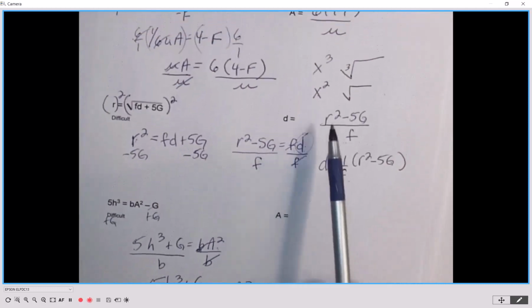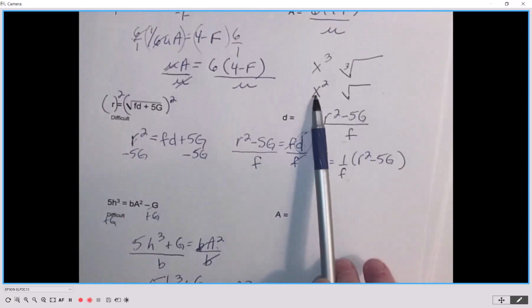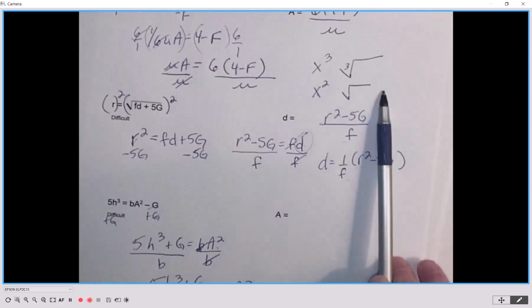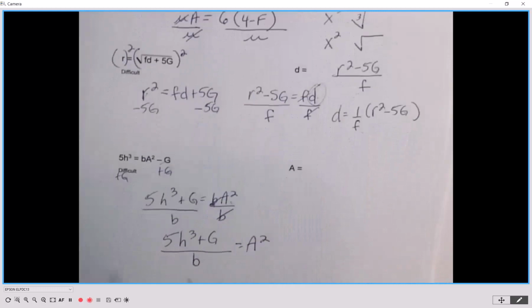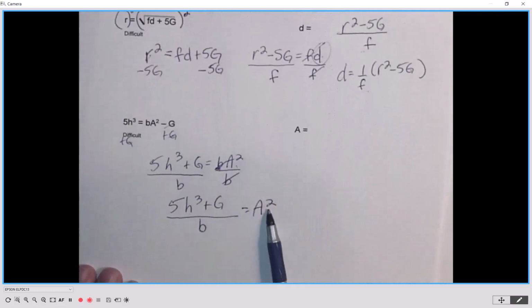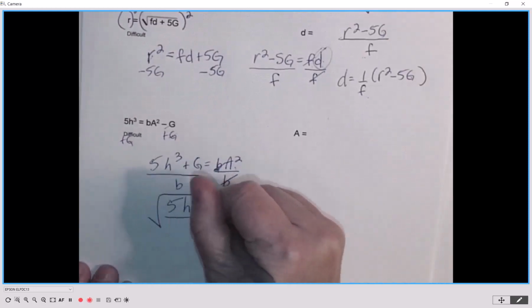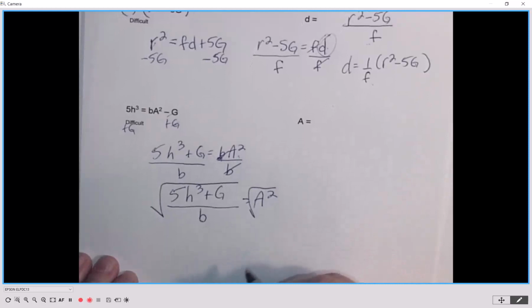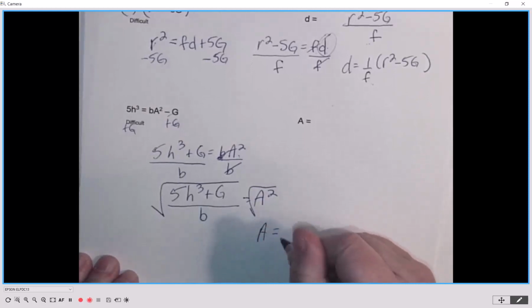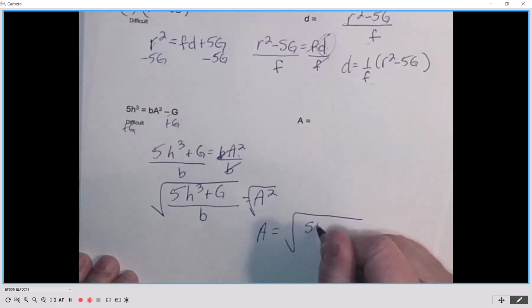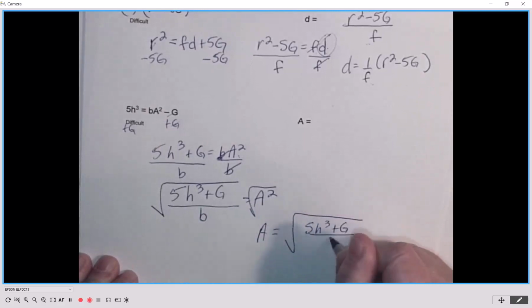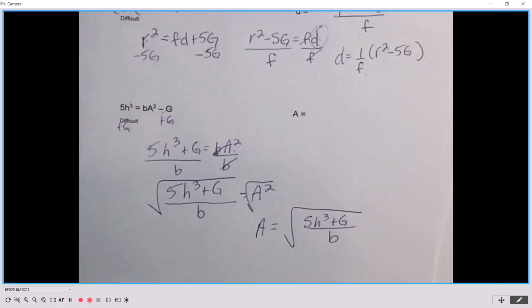And that taps back into what I said here, that a squared number, you could take the square root of it. Square root, you could square it to get it back up to here. So if I just want to have a, if I take the square root of both sides, then this becomes a is equal to the square root of 5h cubed plus g over b. And that is going to be your answer for this problem. A is equal to the square root of 5h cubed plus g over b.